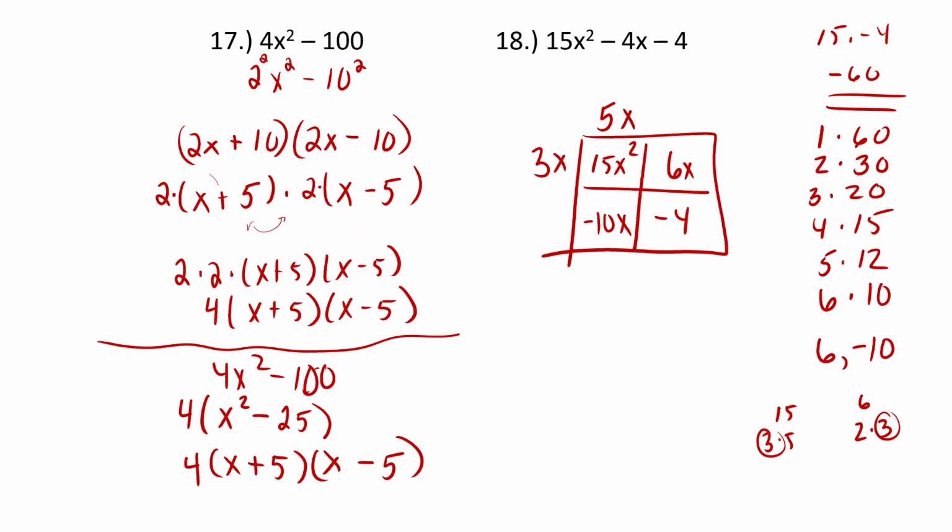So to get that 15, that must be a 5x. 3x times 5x would give me 15x squared. 3x times 2 would give me 6x. And then I'm going to deal with the negative 4. So 2 times negative 2 would give me negative 4. And then I'm going to check it with the 10. So 5x times negative 2 is negative 10x. So I feel pretty good about this one. My base was 5x plus 2, and my height was 3x minus 2.